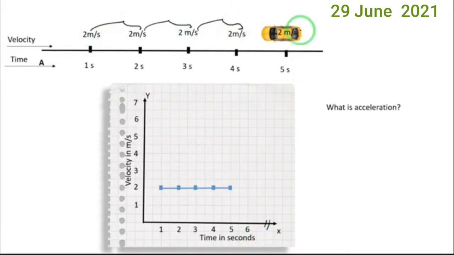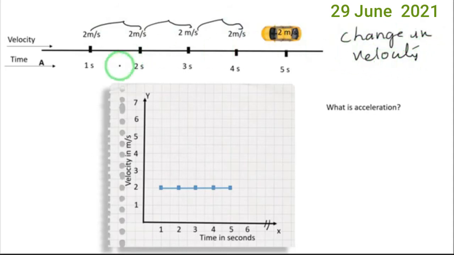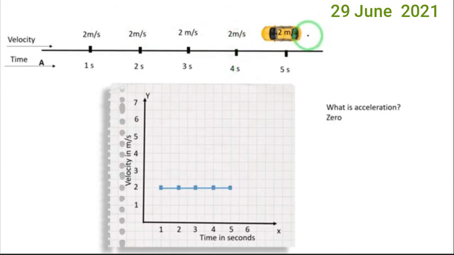Acceleration is due to change in velocity. But is there any change in velocity? There is no change in velocity. It's a constant velocity, and that is 2 meter per second for every second. So since velocity is not changing, what is the acceleration? There is no acceleration at all.